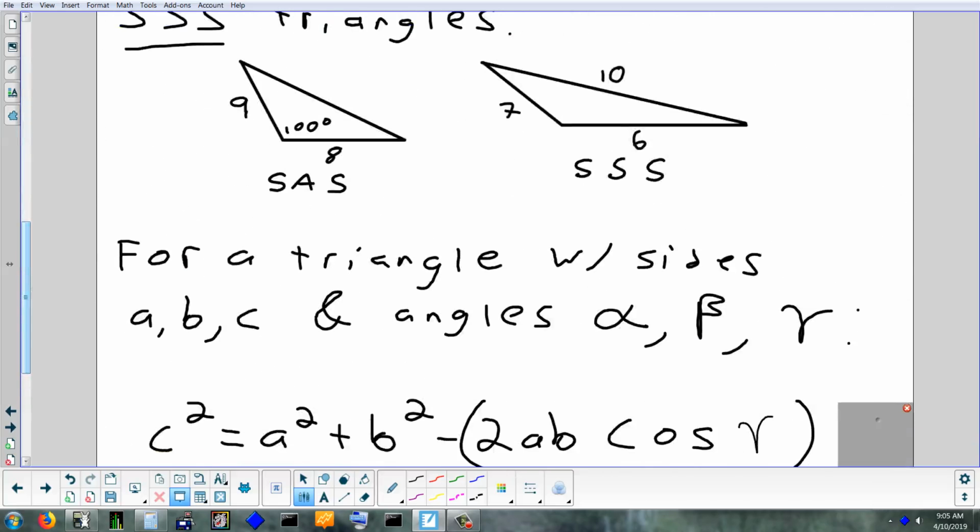2ab cosine gamma. Now, there's a pattern there. Look at the pattern. One side squared equals the sum of the other two squared minus, and it's always twice the two that you just wrote right there: 2ab. And then the last thing, this is law of cosines, so it has a cosine in it, and this is always the angle across from the side you started with.